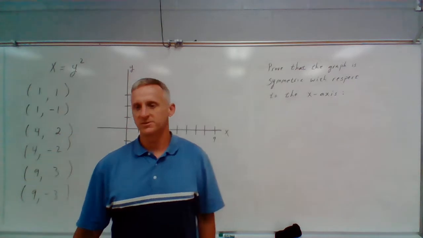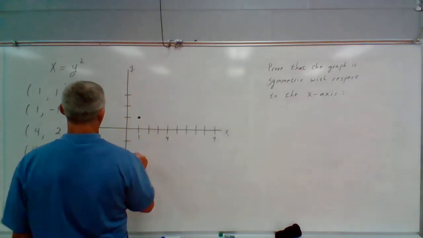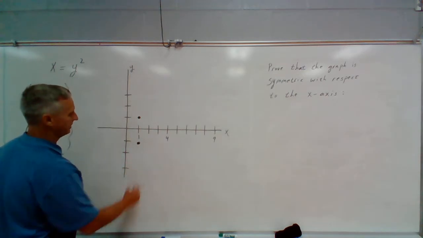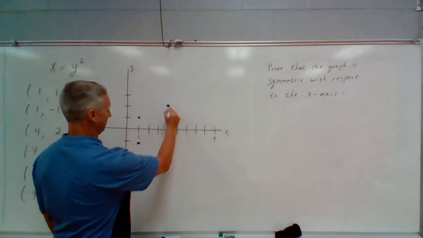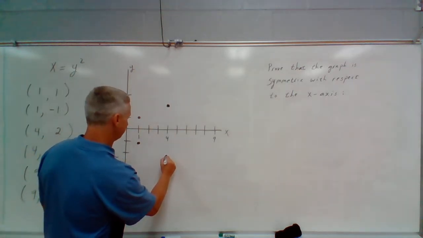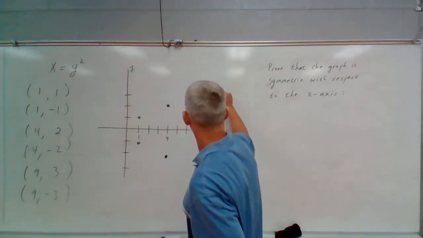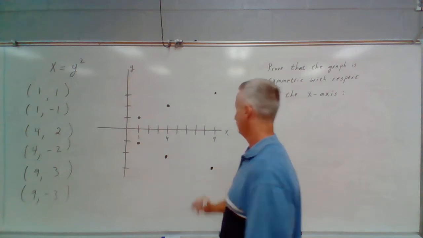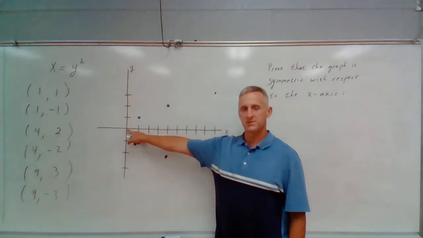Okay, let's plot those. So I've got the point (1, 1). I've also got the point (1, -1). I've got the point (4, 2). I've also got the point (4, -2). I've got the point (9, 3). I've also got the point (9, -3).